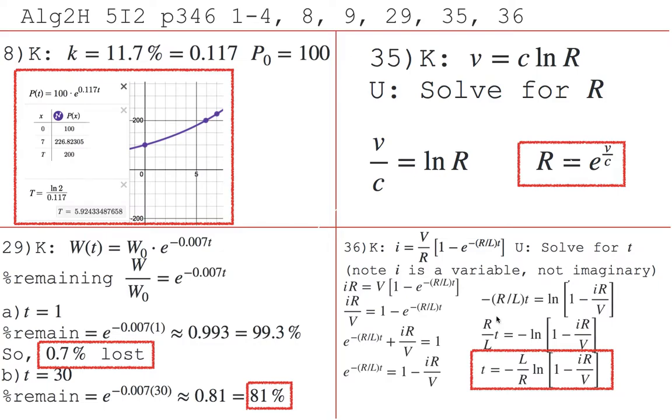I'm going to rewrite this thing as a fraction and move the negative sign over. So multiplying both sides by negative 1, you get a positive fraction and then a negative natural log. And then I'm going to multiply both sides by L and divide both sides by R. And then you get T all by itself, solved.